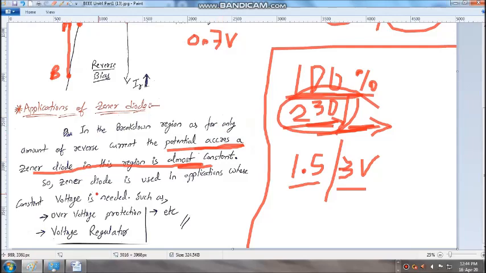So the Zener diode's important application is that it can be used as a voltage regulator, and the second application is that it can be used as over voltage protection. These, and others, are applications related to this.